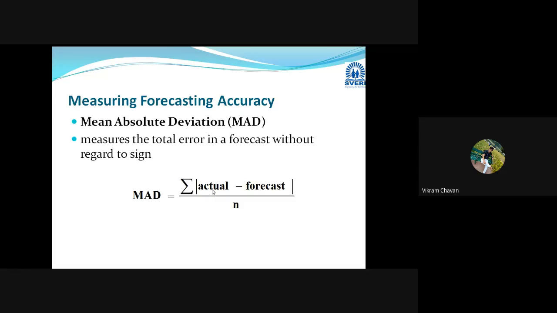One point related to this: it measures the total error in a forecast without regard to sign. Here we are not considering whether it is negative or positive, sign doesn't matter. We are considering only the values, the pure value. So MAD is equal to summation of mod of actual minus forecast, whole divided by n, the number of errors or total number of periods provided.